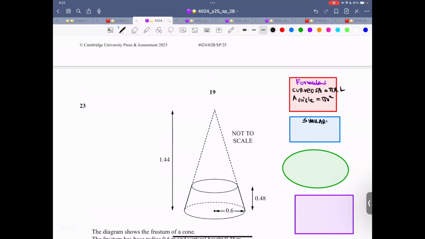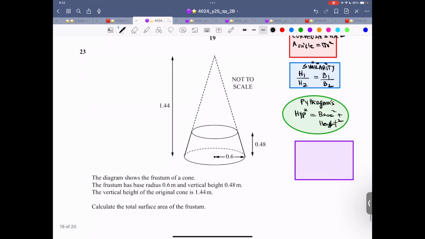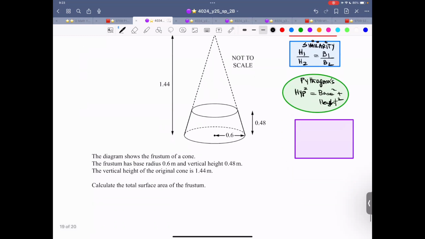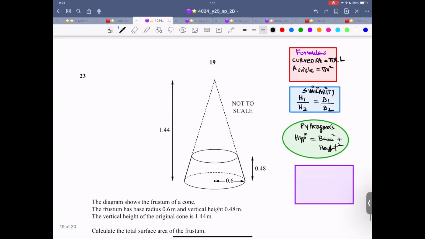Similarity. I would be needing similarity. For example, height 1 is to height 2 as base 1 is to base 2, something like this. I might be needing Pythagoras theorem. So that is hypotenuse square is equal to base square. Let me write it properly. Base square plus vertical height square. And what else is there? I think that's about it. If there is anything else, then I'll write it over here.